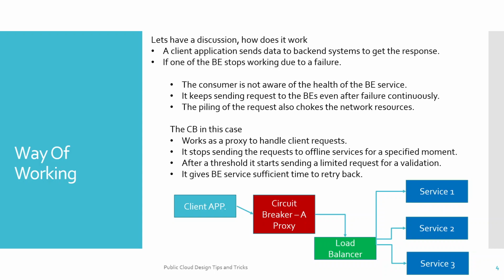Now in this kind of scenario, the circuit breaker works as a proxy to handle client requests. It will stop sending requests to offline services for a specific moment, and that specific moment is called the threshold here. After the threshold, it starts sending a limited number of requests for validation. That particular threshold window will always give the backend services a sufficient window to come back. So that is how a circuit breaker works.